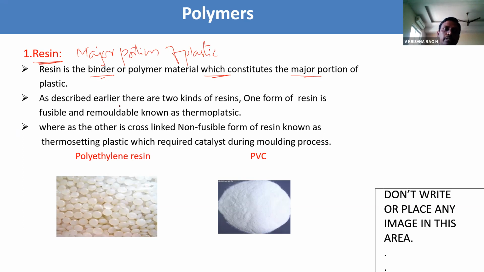As already discussed, there are two kinds of resins. One form of resin is fusible and remoldable, known as thermoplastic. We have discussed the differences between thermoplastic and thermosetting resin. In thermoplastics, the bonds present in the polymer chains are weak bonds. They undergo breakage, which eases the movement of the polymers.